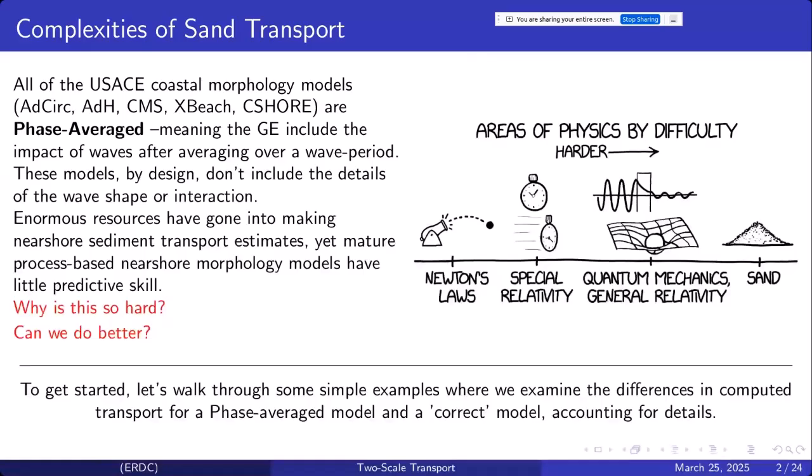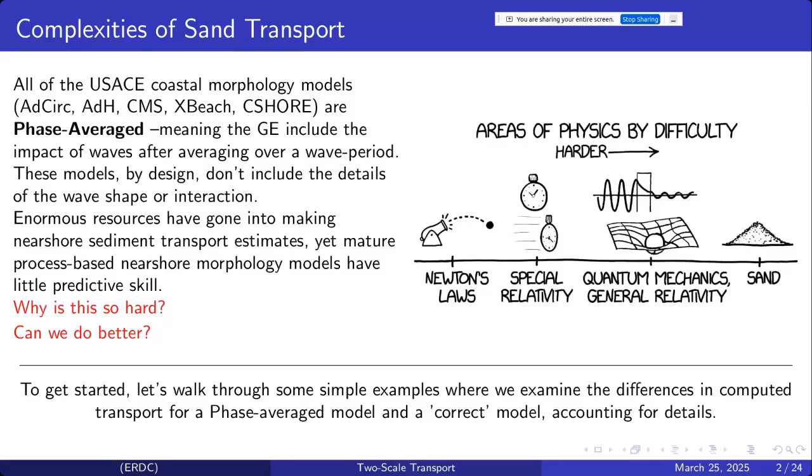The models I'm thinking of here are CMS, XBeach, SeaShore, ADH, Delft3D, NearCoM, Telemac. They're all phase averaged. That means the governing equations include waves, but they include waves after they've been averaged over a wave period. So they're relegated to the world of radiation stress, which is just a stress.